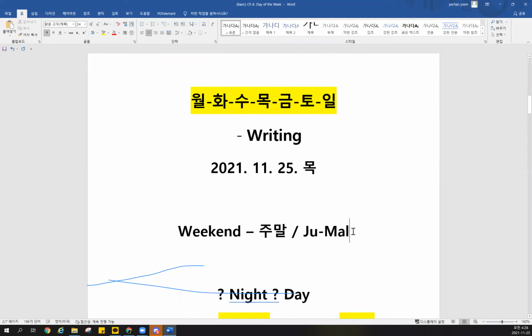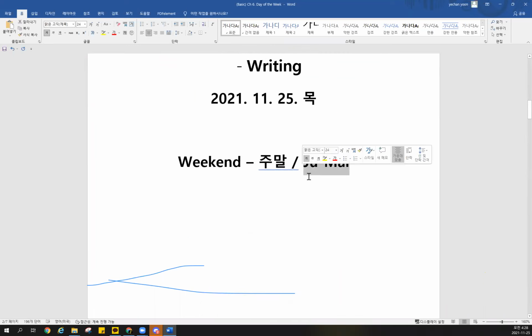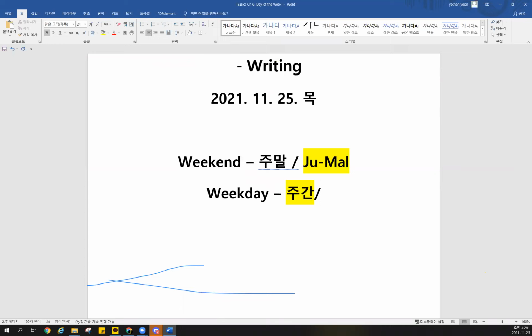This is how you can write it. This is the weekend. How about the weekday then? Weekday. You can say 주간, or you can write it with 평일.